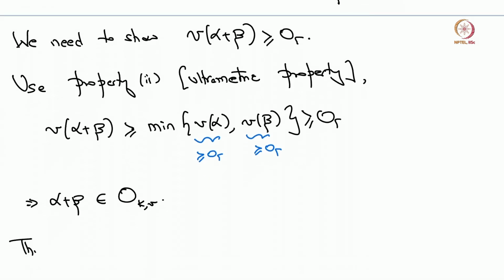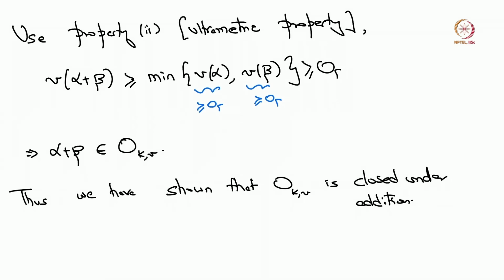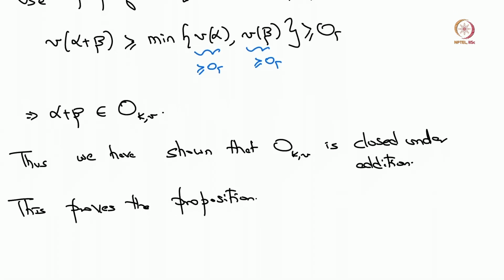And so thus we've shown that OKV is closed under addition. So we've shown that OKV contains 0, 1, it's closed under addition and multiplication, and this proves the proposition. So that's why we are calling OKV a ring. Remember, we call this a valuation ring.